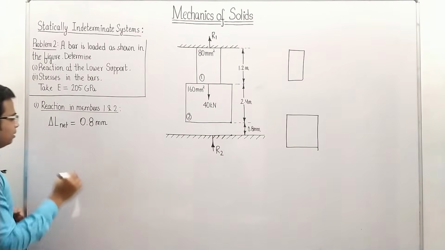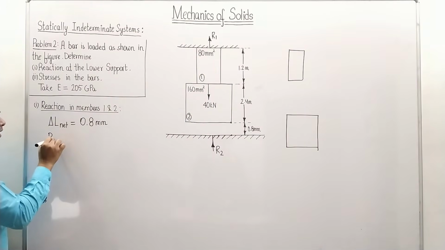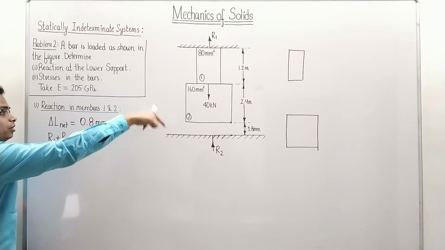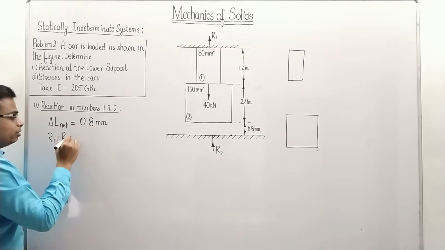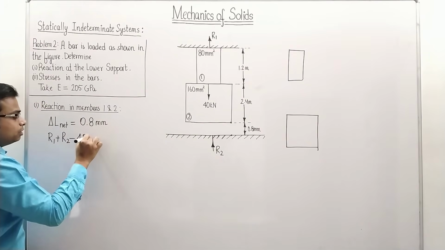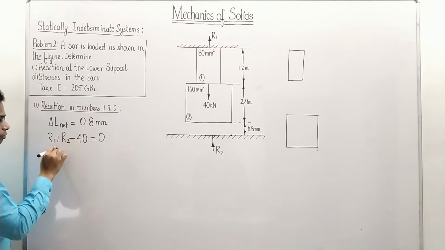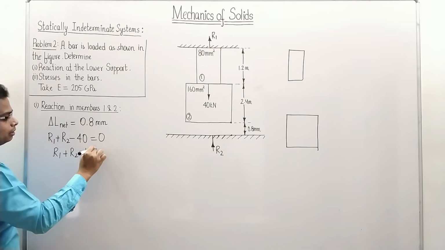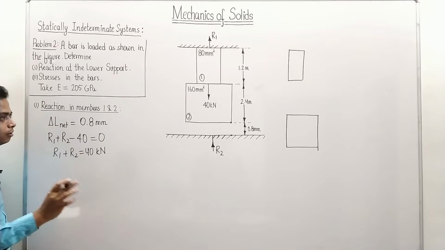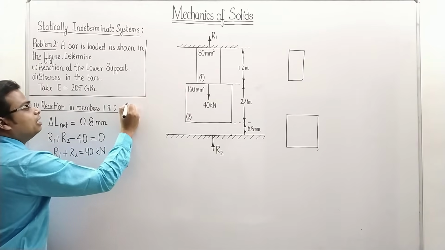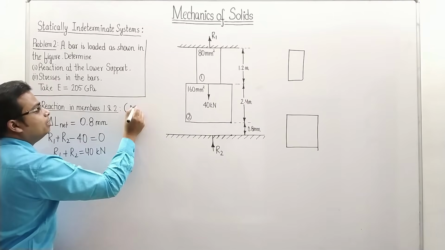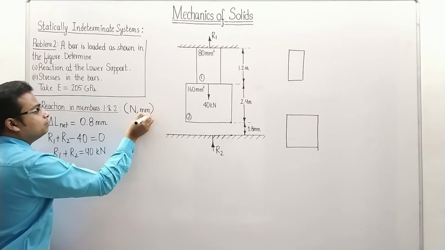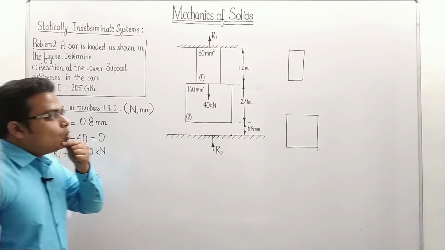You can also say that R1 and R2 are acting in the upward direction. So positive, and 40 kilonewtons, this over here, is acting in the downward direction, minus 40 is equal to 0. So you can frame an equation that R1 plus R2 will be equal to 40, and this is in kilonewtons, by the way. You have to remember, everything that we are going to be doing in this problem will be in Newtons and millimeters. Remember this.